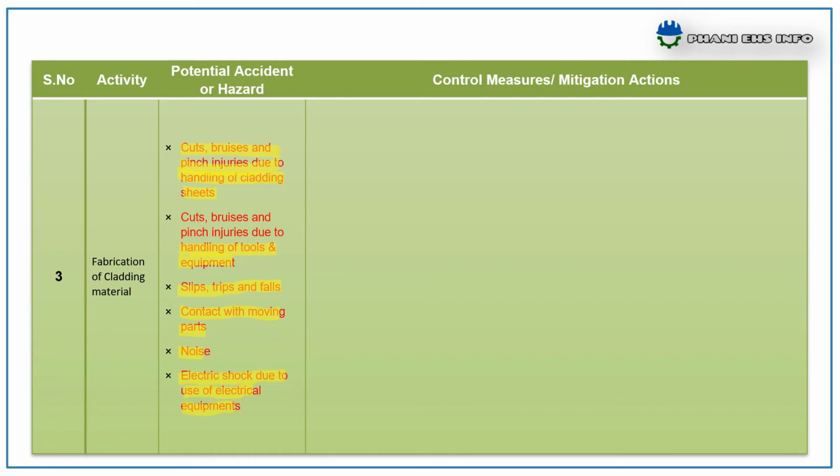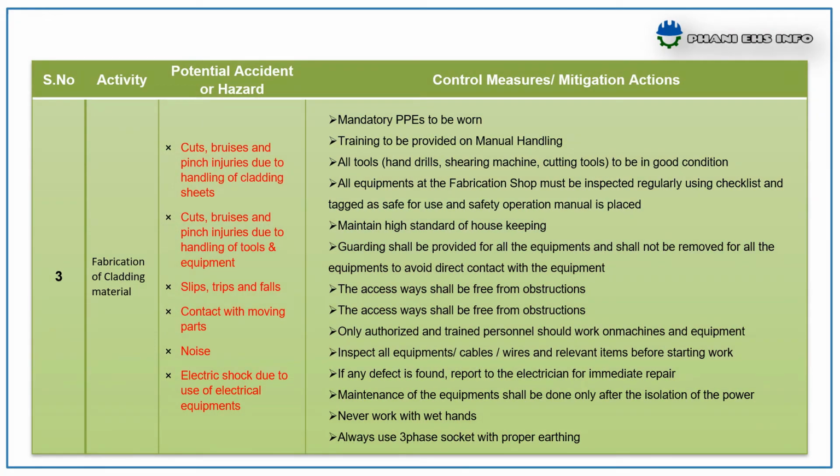To control these hazards, the measures are mandatory PPE to be worn, training to be provided for manual handling, all tools like handrails, shearing machine, cutting tools to be in good condition, all equipments at the fabrication shop must be inspected regularly using checklists and tagged as safe for use, and safety operational manual is placed. Maintain high standards of housekeeping.